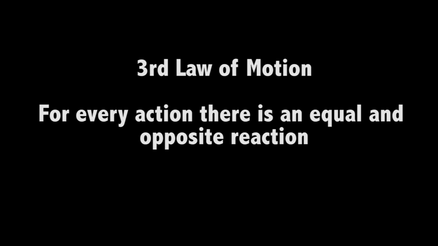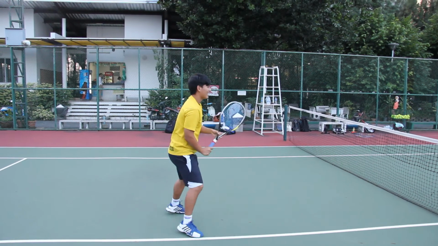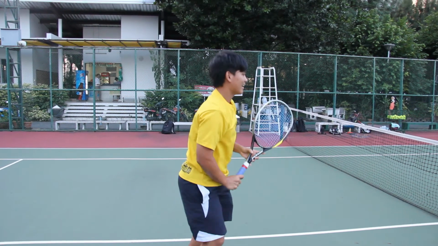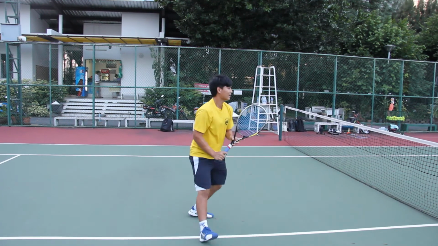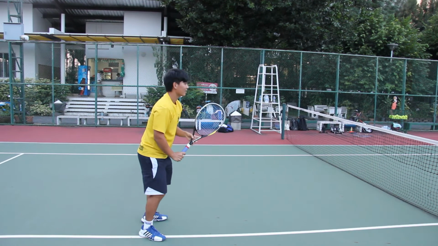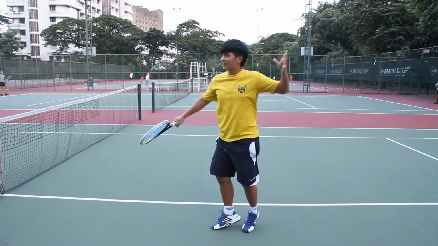The third law of motion is that for every action there is an equal and opposite reaction. As you can see from the example, the person volleying is having a very short backswing, meaning that he's not adding any extra force to the ball whatsoever. He is using the force that the person on the opposite side has hit to him, and the ball going back to the opponent's side will be as fast, if not faster.